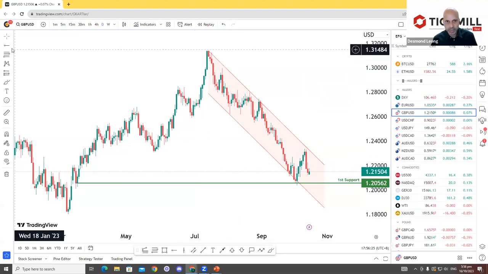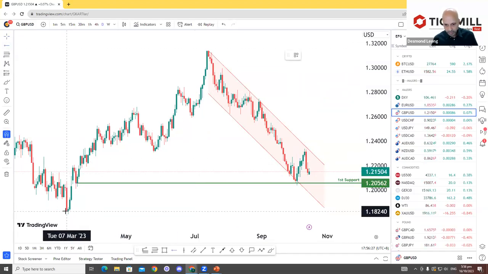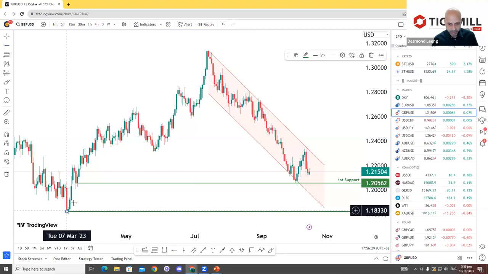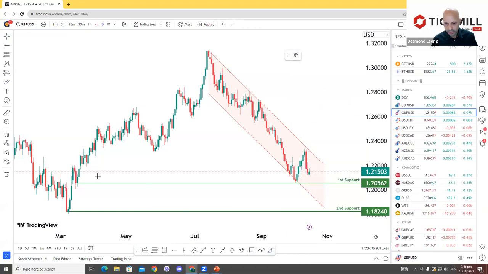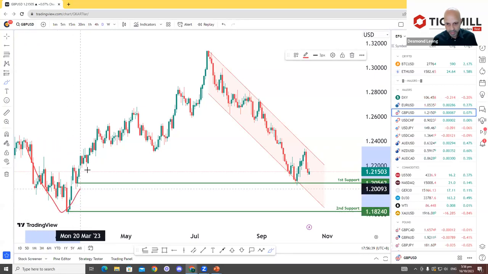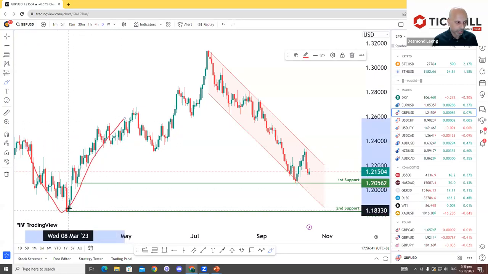Similarly, for the second support level, we can see this swing low that took place on 6th and 7th of March. That's what we'll use to identify the second support level. We can see price making a very significant swing bounce here on 8th of March.